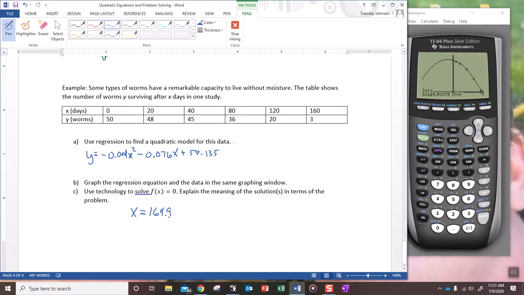What does that mean? It means after 165 days, we will have 0 worms remaining. Worms.